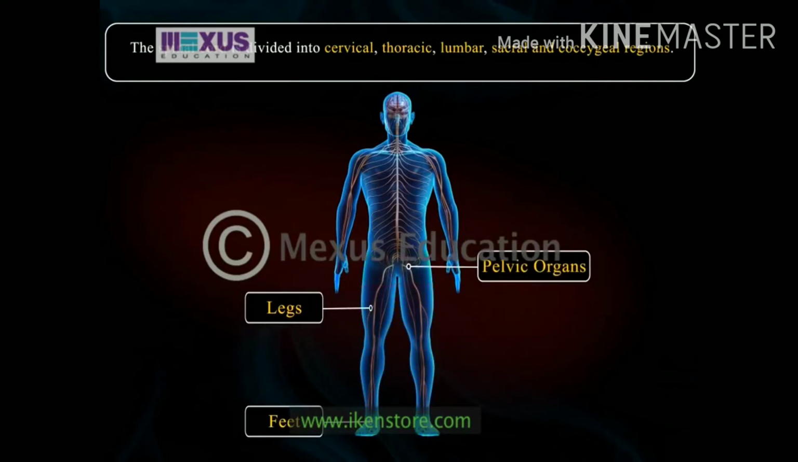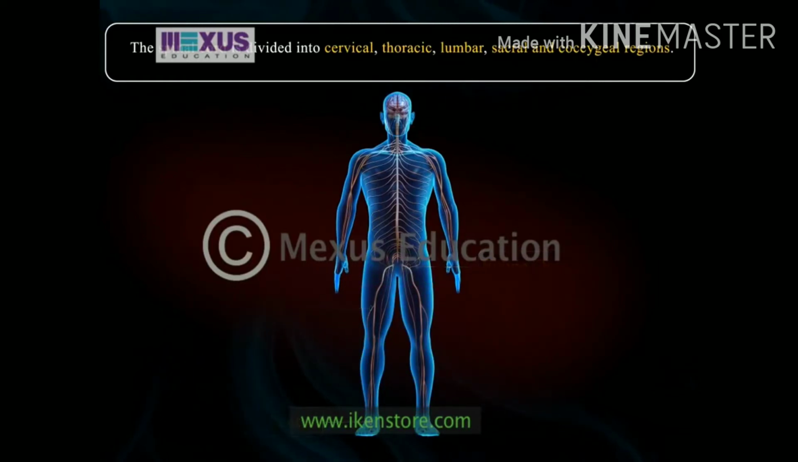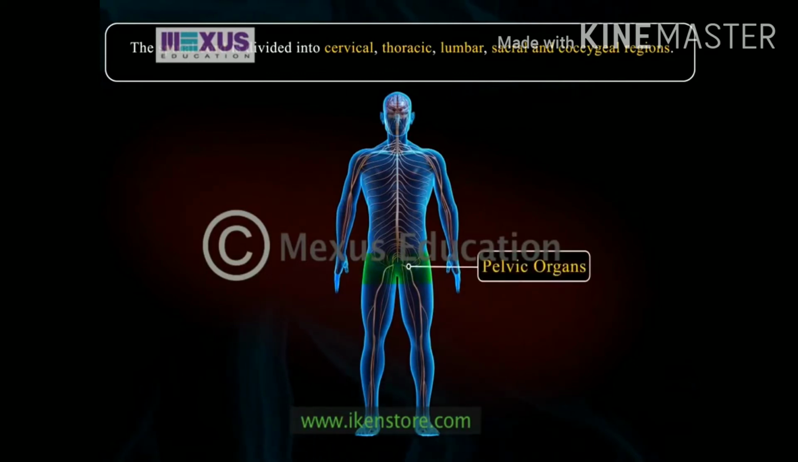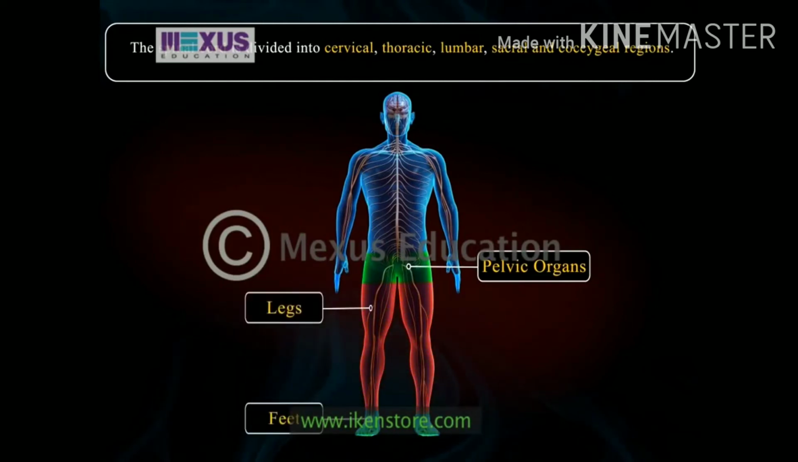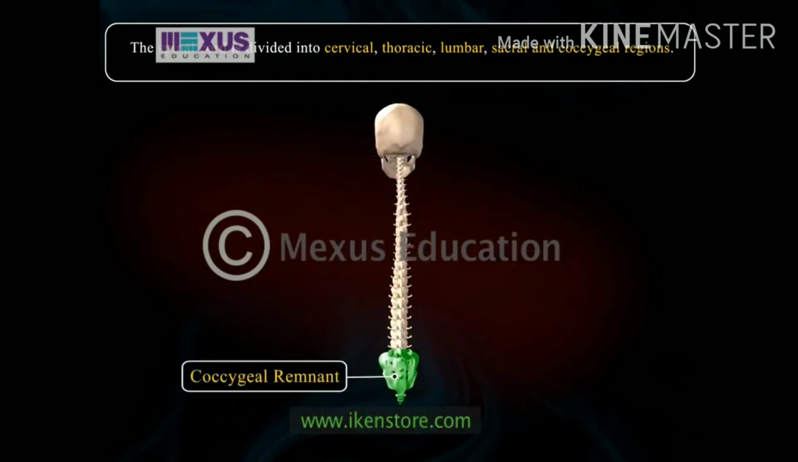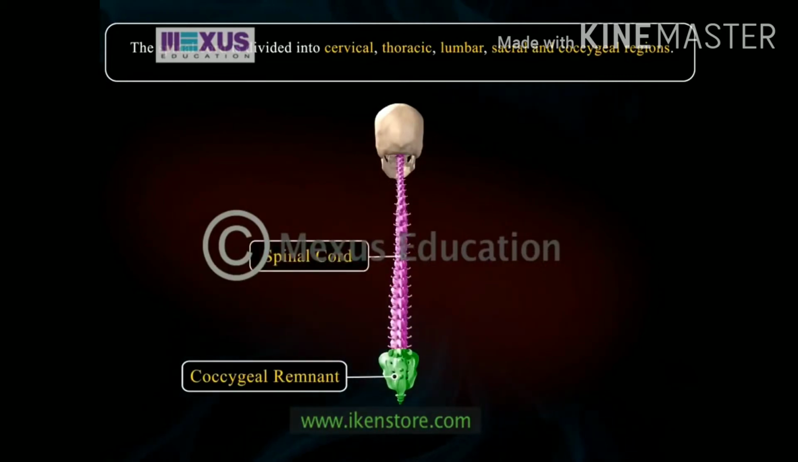5 sacral segments transmit signals from or to the lower back, pelvic organs, genital areas and some areas in the legs and feet. The coccygeal remnant is located at the bottom of the spinal cord.